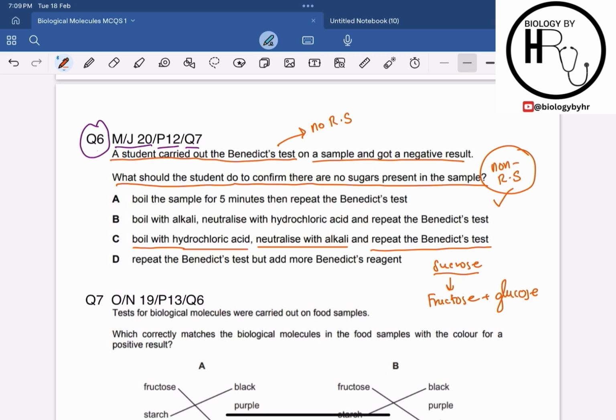If no color change is seen, if after the Benedict test the solution remains blue, it indicates that the reducing sugars are also not present, right? So the correct answer for this MCQ must be option C, that only after doing the non-reducing sugar test can we confirm that no sugars are present in the sample. From the Benedict test we confirm that no reducing sugars are present, and from the non-reducing sugar test we confirm that no non-reducing sugar is present either. So only then can we say that no sugar is present in the solution, right? I hope that you got question number 6.